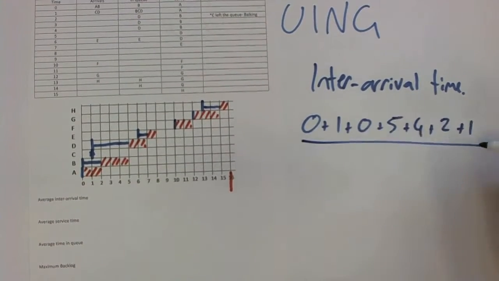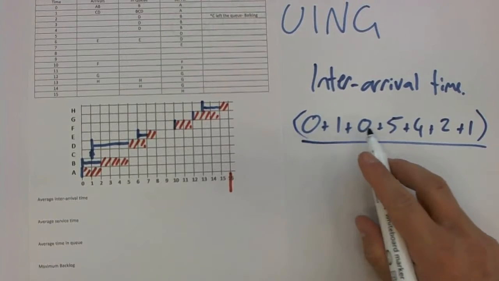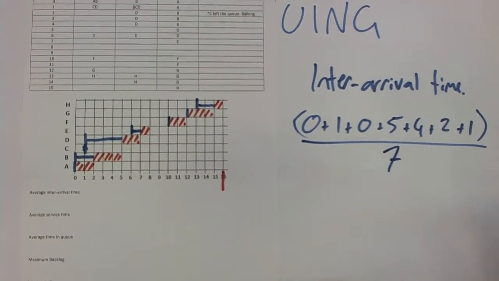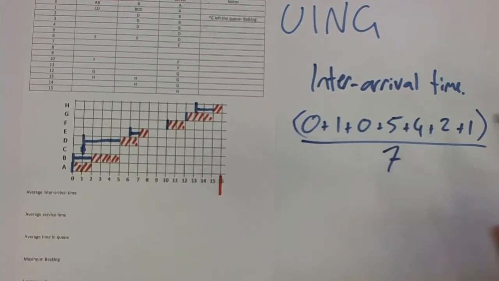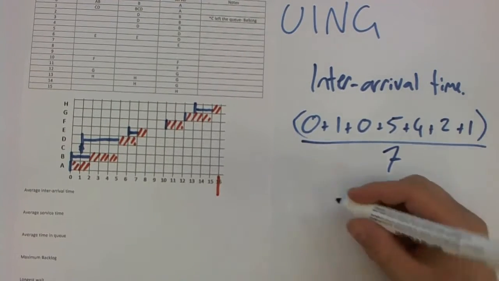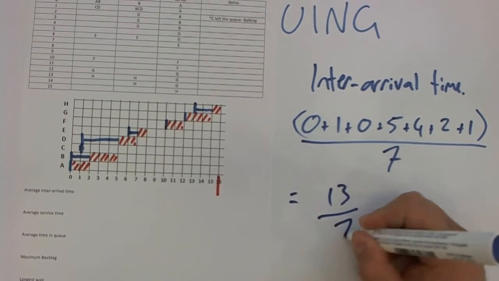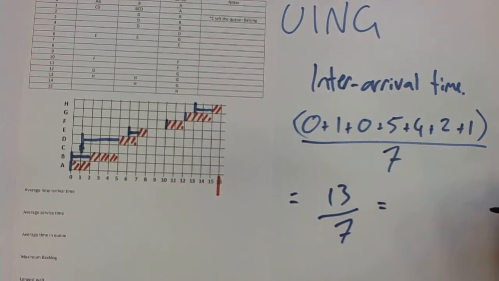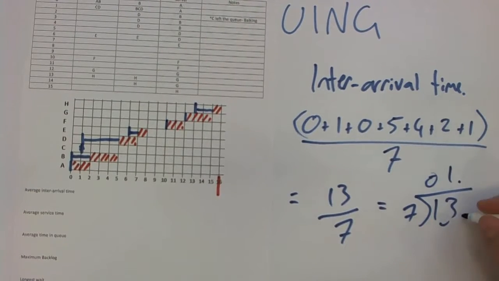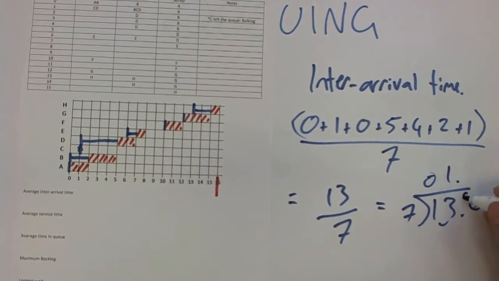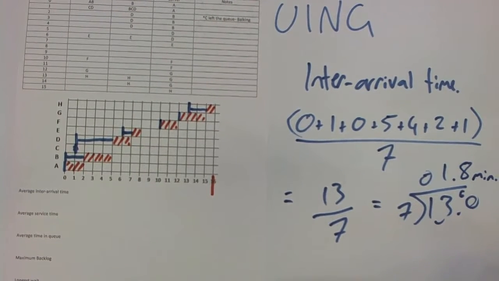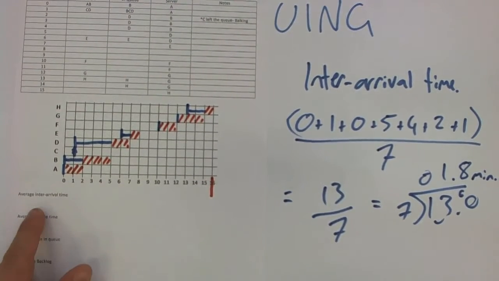And we're going to do an average. We're going to add all of those up and divide it by 1, 2, 3, 4, 5, 6, 7. So we've got 5 and 5 and 3. It's going to be 13 on 7, which, let's do it properly, is 1.8 minutes. So that's our average inter-arrival time.